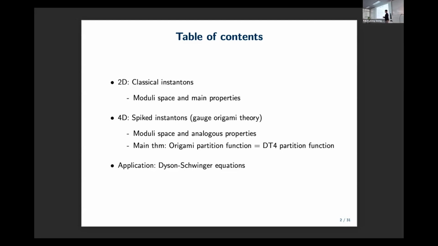And it was not clear that this comes from a global theory. And DT4 theory provides a global point of view. And a priori, they could be different, but our main theorem says that they are equal. And I'll try to comment on what this really means. And one of the main applications that Nekrasov had in mind was, I think, non-perturbative Dyson-Schwinger equations, which I will also explain in the end.